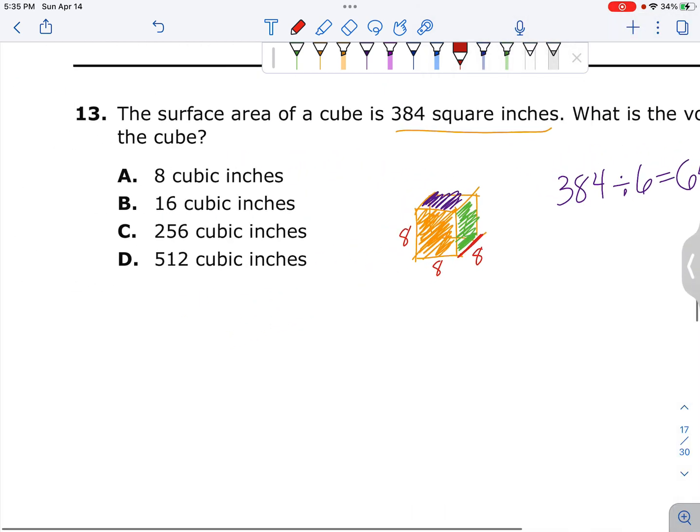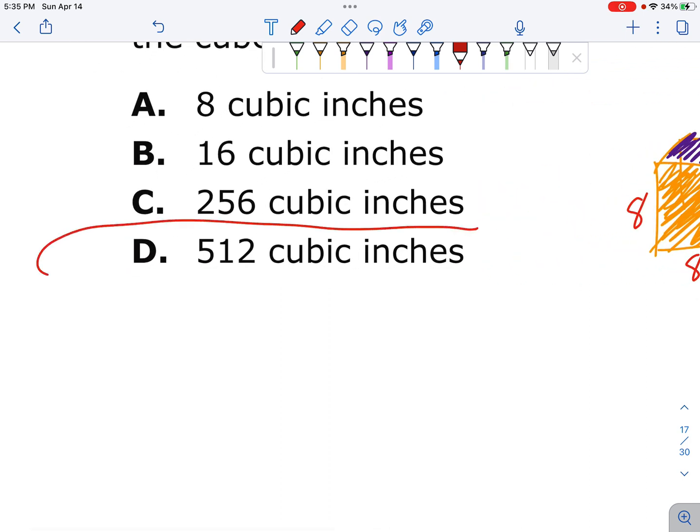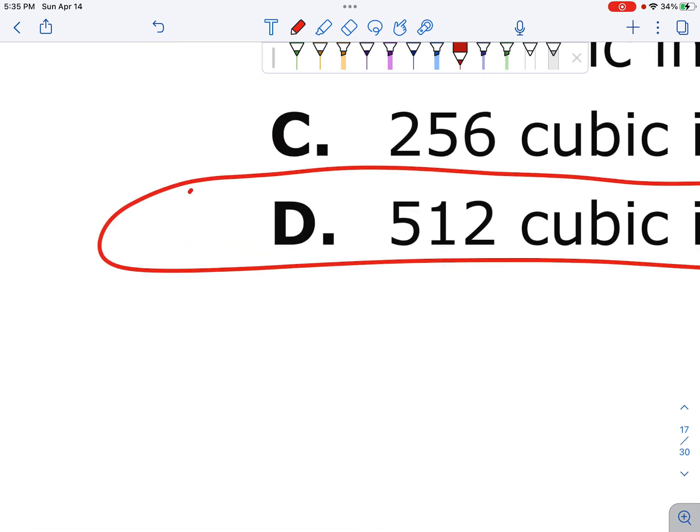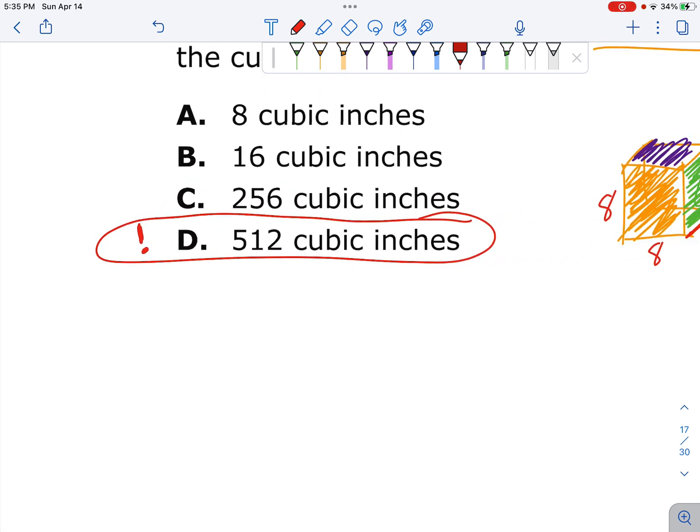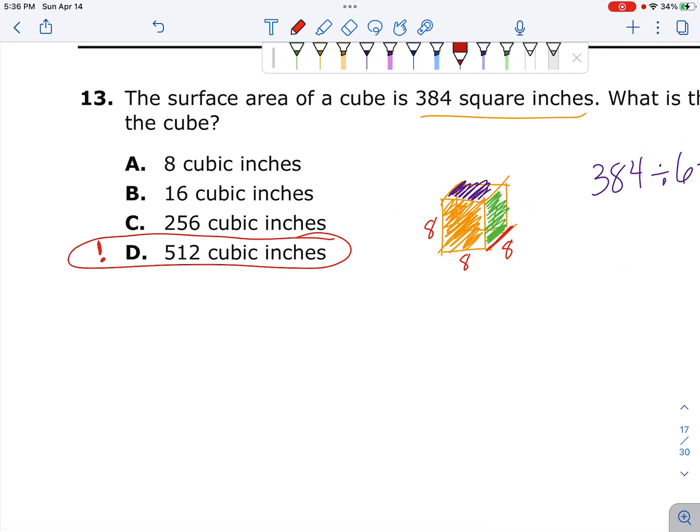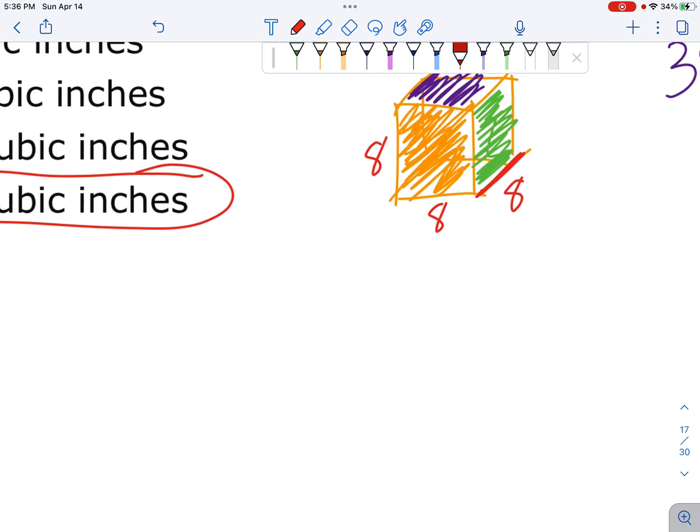This problem is so tricky. If you don't completely understand it, it's totally fine. We'll do some problems like this after the MCAs. Exclamation point for D. Right? To find the volume of a cube, volume equals length times width times depth.